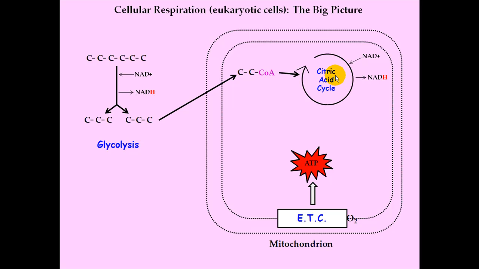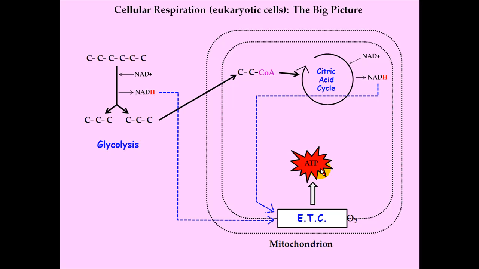Remember also that the citric acid cycle produces these FADH molecules that also serve to deliver electrons. What these NADH molecules do is that, again, they deliver the electron to the electron transport chain so that a whole bunch of ATPs can be produced.